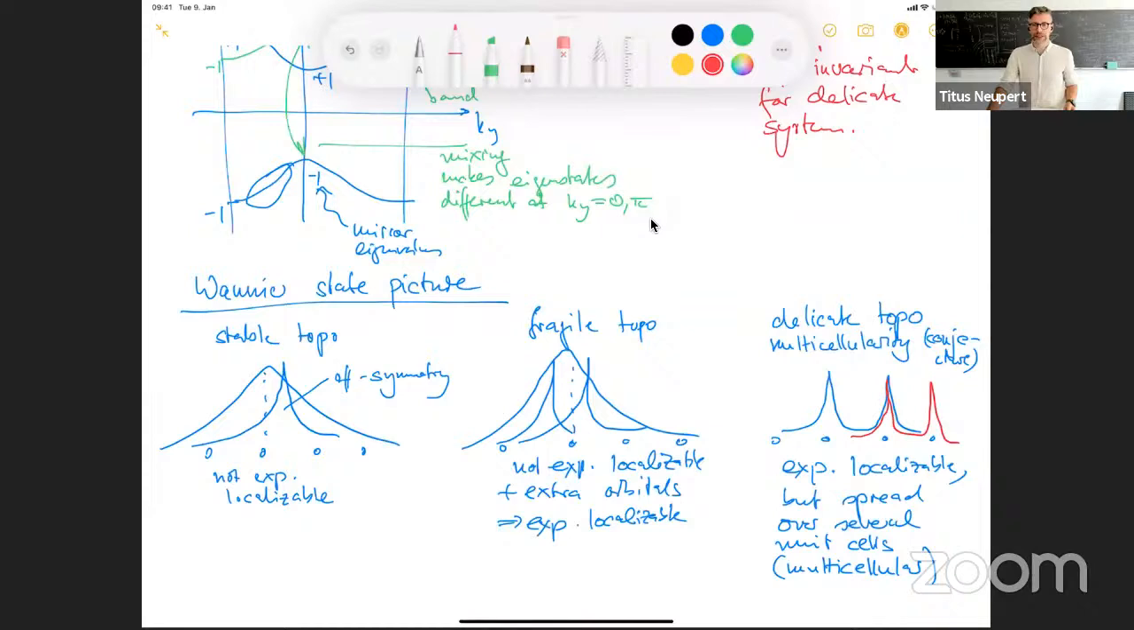In the delicate topology Wannier picture, is there any restriction on the spread of the wave function, in the sense of, do they need to be in contiguous unit cells or not really? I don't think there is a strict sense in which they need to be in the neighboring unit cells. I don't think I can give a complete answer, but there's no simple statement I can make. It could depend on the case as well, how many unit cells they go through, but usually I think the cases that we studied are in neighboring unit cells. But I don't think I can give a very insightful answer to this question.